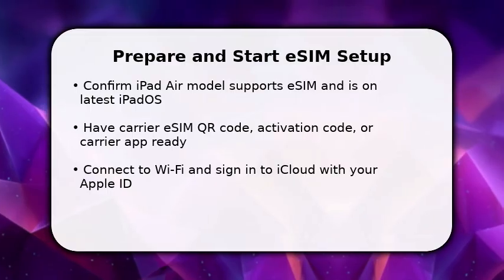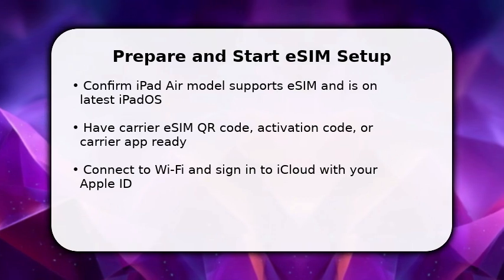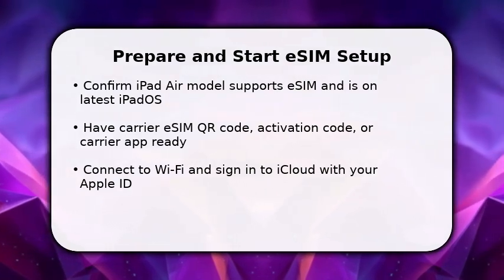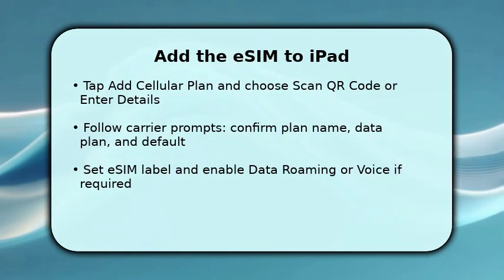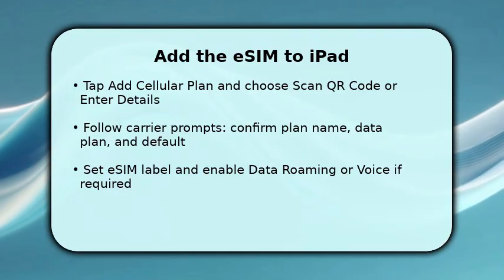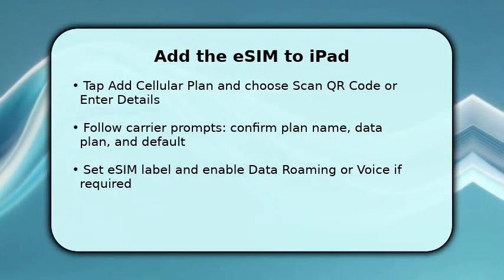You need a stable Wi-Fi connection and your Apple ID signed in so the eSIM can activate securely with Apple's network services. You tap Add Cellular Plan. The iPad opens the camera to scan the QR code or shows a manual entry option. Choose whichever your carrier provided.